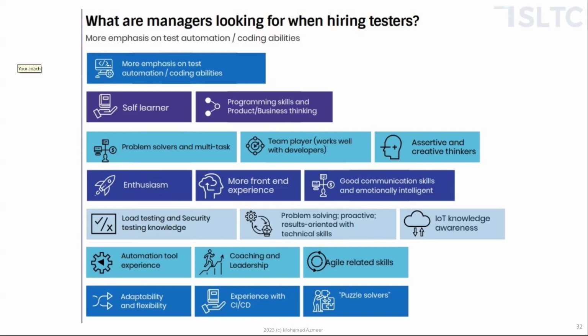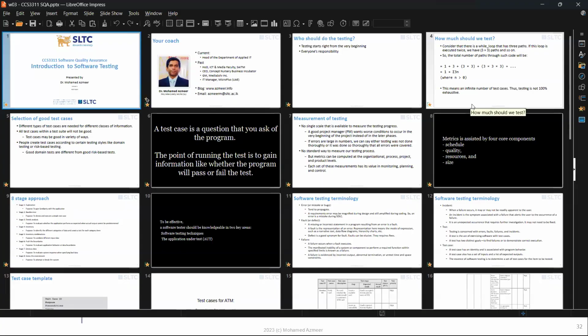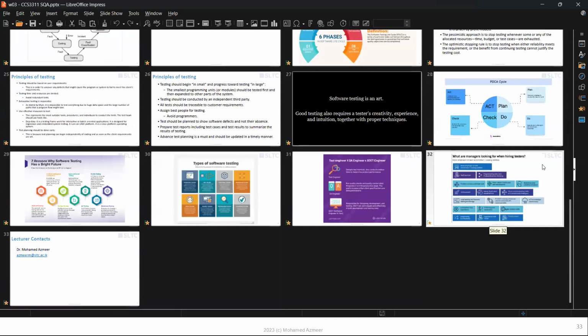Actually, agile doesn't come under SQA, but you will have other sections like software engineering where you'll be learning agile. And last line, adaptability and flexibility. Experience with CI/CD. Remember that I spoke about? And the last one, puzzle solvers. See, the QA guys, they are solving puzzles, isn't it? So they need to know what questions these people are solving. So puzzle solving is an excellent skill when it comes to hiring.